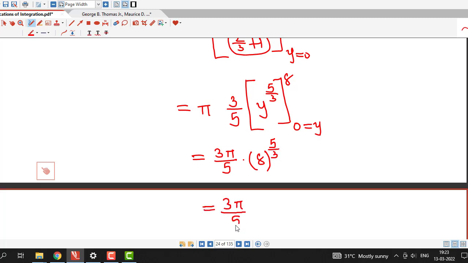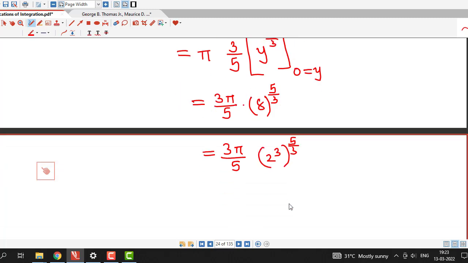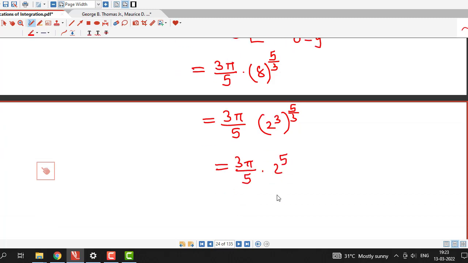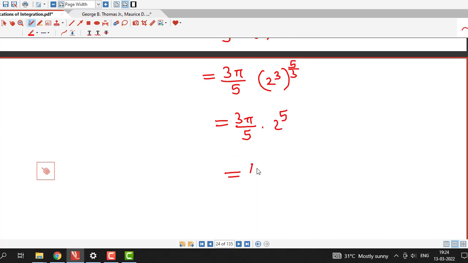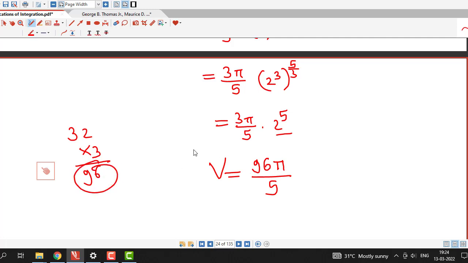Now we can rewrite 8 as 2 raised to 3 and power is 5 by 3. So we can see we obtain 3 pi by 5 into 2 raised to 5, and 2 raised to 5 is 32. So we have 32 into 3, that is going to be 96. So we have 96 into pi divided by 5. 32 into 3, let me check again, I am not good at this type of calculations. So the volume V is 96 pi divided by 5.